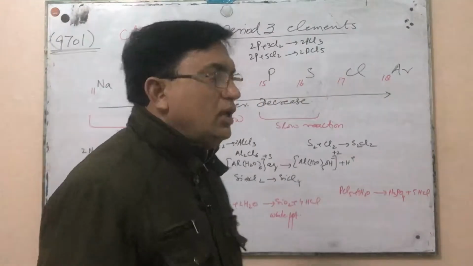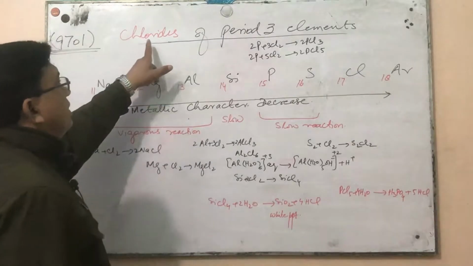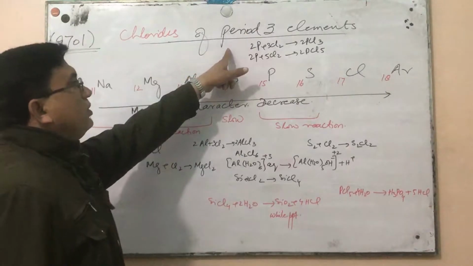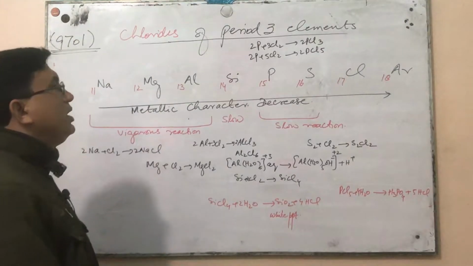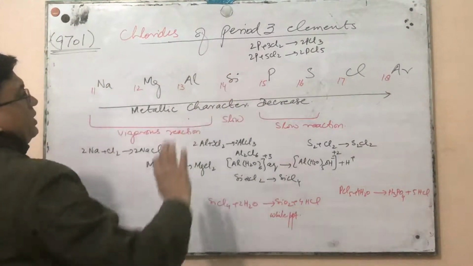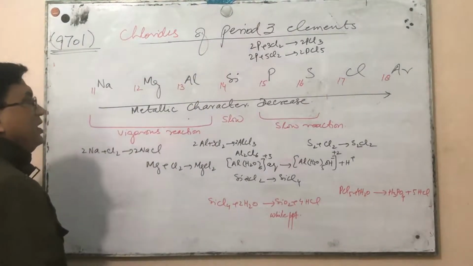Hello everyone. Our today's topic for A-level chemistry is chlorides of period 3 elements. This is our third period and we are going to discuss their chlorides.